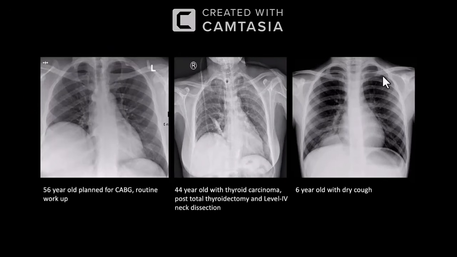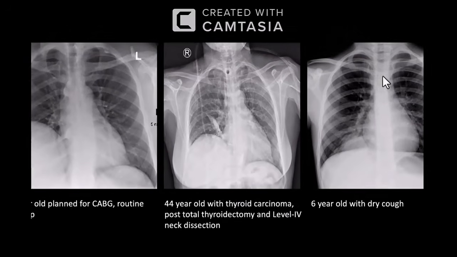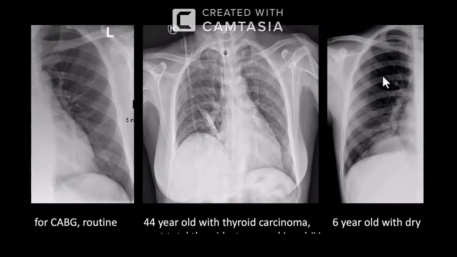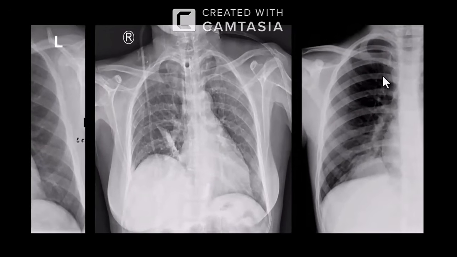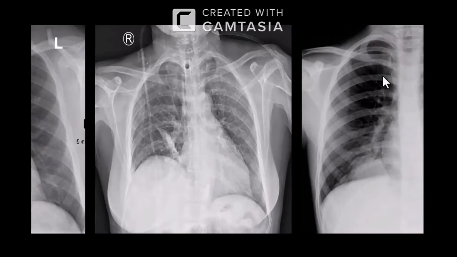The second case is a 44-year-old with thyroid carcinoma, post total thyroidectomy and level 4 neck dissection. I can see that there are multiple lines and tubes. There is a tracheostomy tube in appropriate position. The NG tube tip is not visualized, however, it is seen projecting below the diaphragm. Again, I can see that the right hemidiaphragm is significantly elevated in comparison to the left.